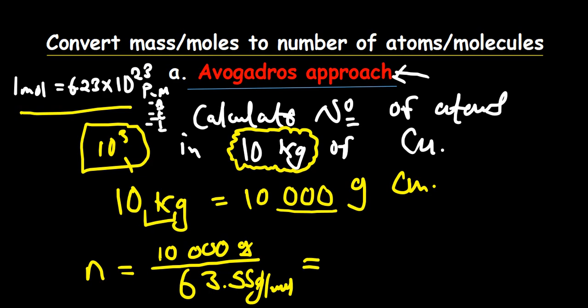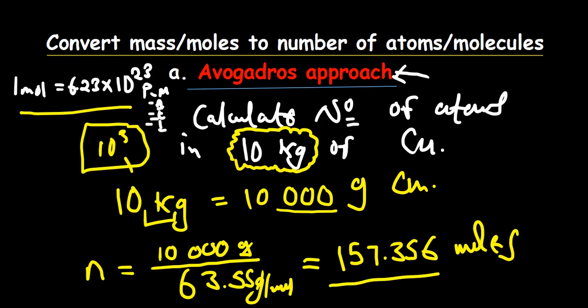So what answer are we going to get if we do 10,000 divided by 63.55? You just punch this on your calculator and divide by 63.55. When we divide there, I'm getting 157.356 moles. I've rounded this to 6 significant figures.